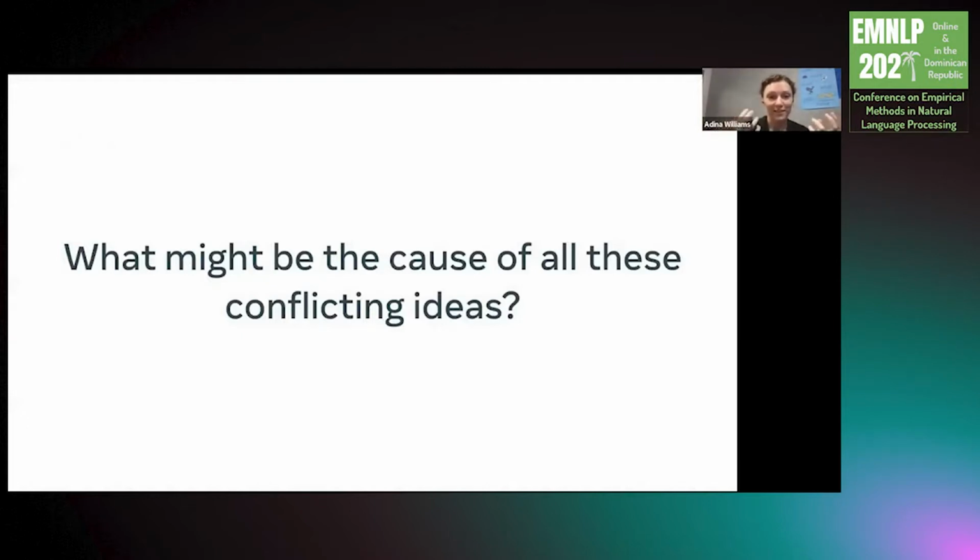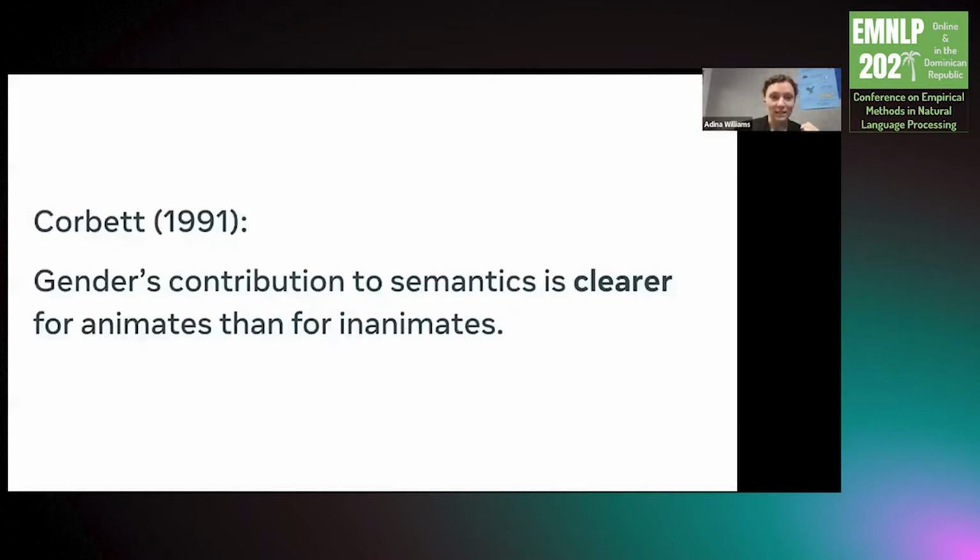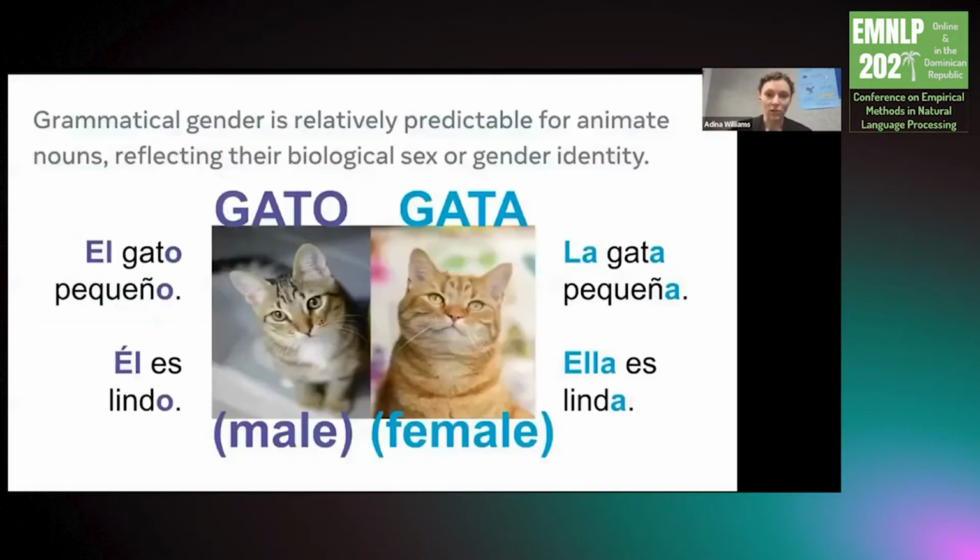Generally when there's some sort of complete conflict like this in linguistics, it's because there's some generalization that has been missed. You can probably guess what the generalization is, at least so far, but Corbett has a really good way of pointing to it. I hinted at it earlier, which is that the contribution of gender to semantics, or to the meaning, is clearer for animates than inanimates. So in languages that mark gender, human nouns or any animate noun get marked with gender, and that marking generally reflects the gender identity of the person, or in the case of an animal, the biological sex of that animal.